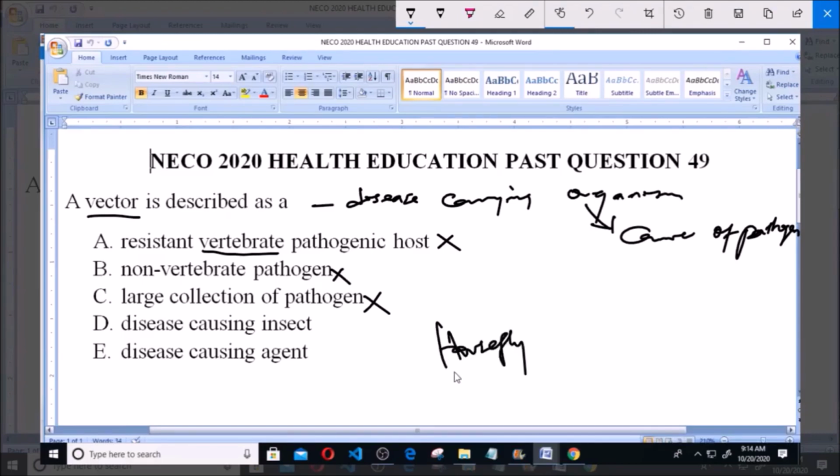The housefly is a vector that causes cholera or dysentery. Now the main cause of this cholera or dysentery is a pathogen, but it is being carried by this housefly. So we can therefore say the housefly is a disease-causing insect. So this option is valid. Now E here says the disease-causing agents. Disease-causing agents are generally referred to as pathogens. So the most suitable answer to this question is option D, which is disease-causing insects.